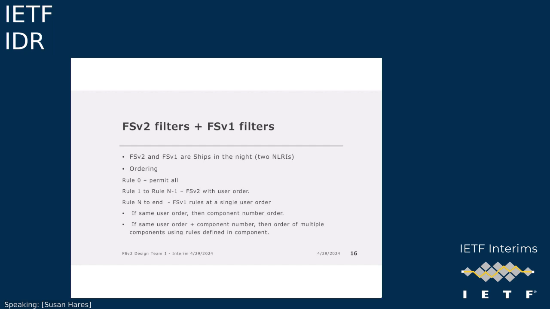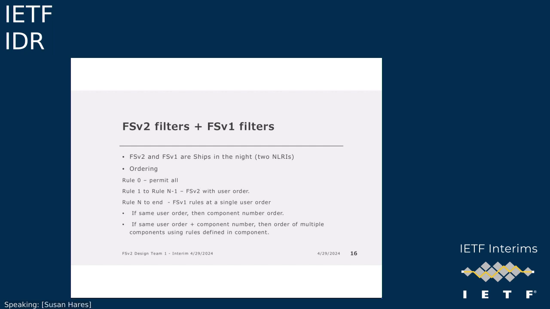So we thought the best way to do it is to break this with the rule for the FlowSpec V2 at the beginning, since clearly if the user had an order, we would think he probably wants that first because he's done that, and that the FlowSpec V1 rules would start at such number and then be it a single user order, since that's the definition of FlowSpec V1, and if it has the same user order, then the component number follows. And if it has, according to FlowSpec V1, the same user order and component, then a multiple of components provide the ordering within a component.